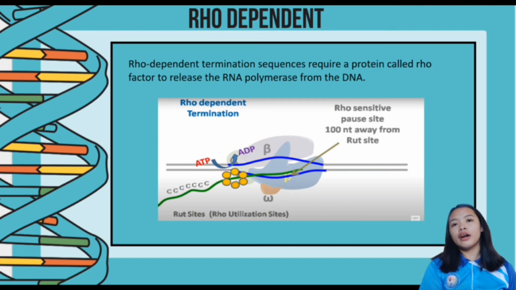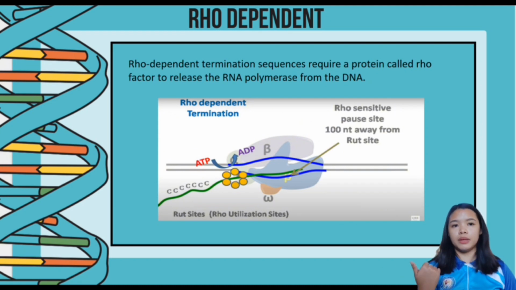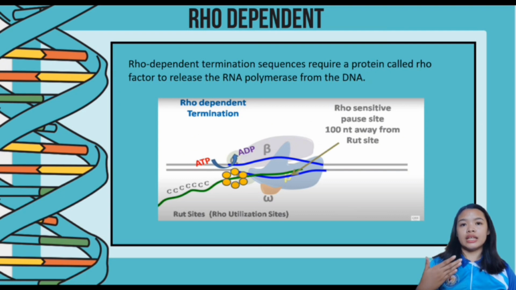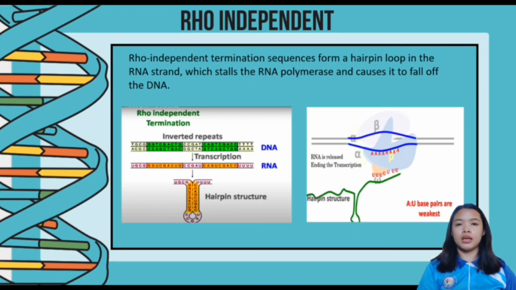So, Rho-dependent termination requires ATP, ATP to ADP, in order for it to leave the DNA strand. While in Rho-independent, from the word itself, it no longer needs a protein. It no longer needs a protein here, because it is independent. It can handle itself.